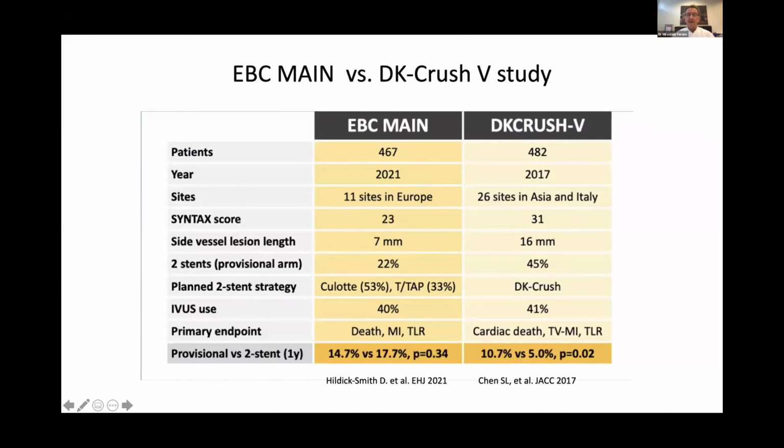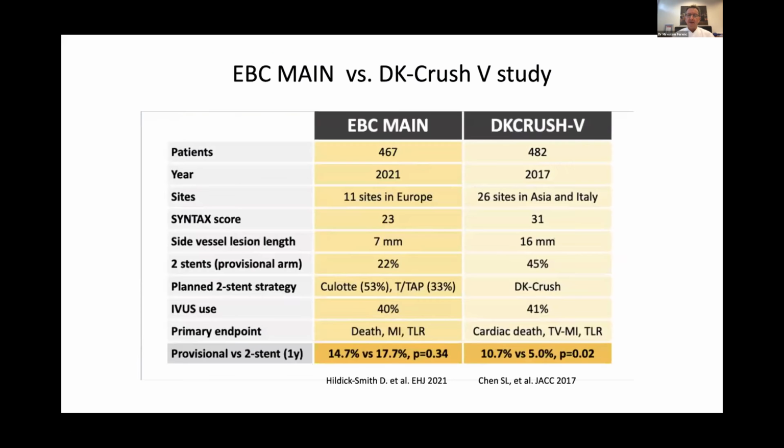And similar endpoints here, we have death, MI, TLR. Here we have cardiac death, target vessel MI, and TLR. But there was a clear difference here in 1 year results. And in the ABC MAIN study, there was no significant difference between single versus double stenting.